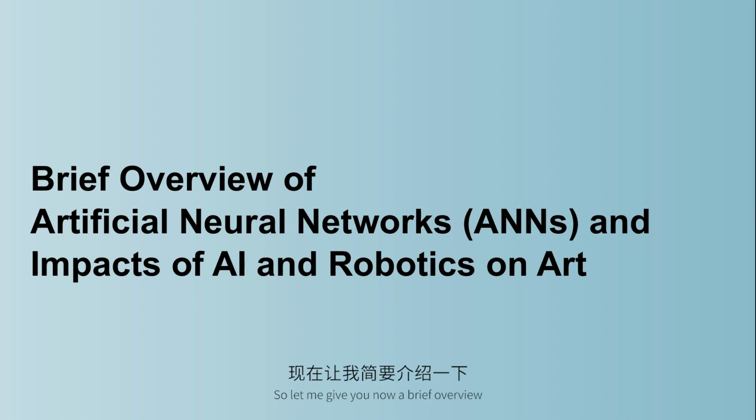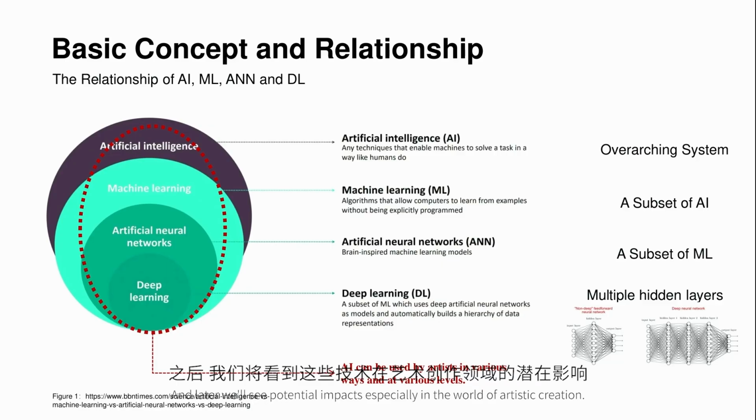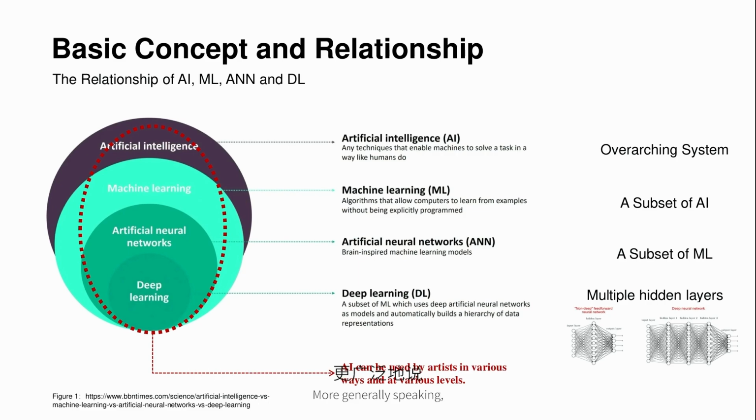So let me give you now a brief overview of what we mean by artificial neural networks, or shortly called ANNs. And later we'll see potential impacts, especially in the world of artistic creation. So more generally speaking, artificial intelligence as a field of research and applications includes many subtopics and subdisciplines. What we hear a lot these days in the media, for example, is what's called machine learning applications. So it's a subset of what artificial intelligence is about.